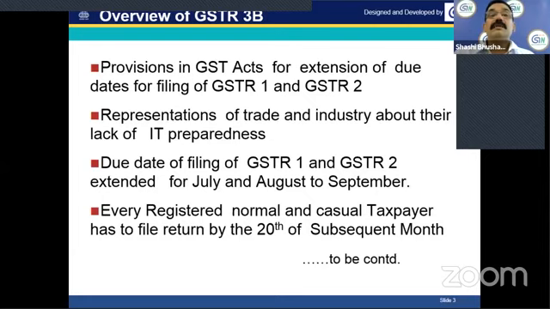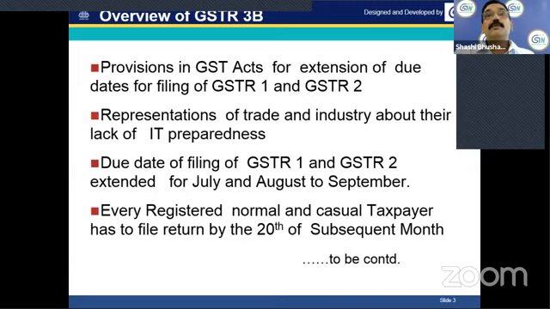However, when the GST rollout happened in July, there were representations from trade industry that it is a new regime and the rules have been finalized late. So their IT preparedness is not up to the mark, and that they can file a detailed GSTR 1 and 2. And considering these representations, government decided to extend the date of filing of GSTR 1 and 2 to September.